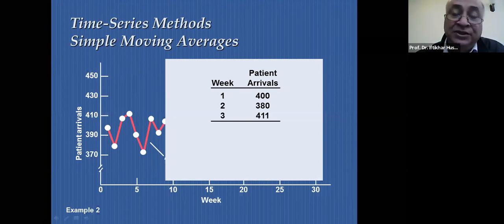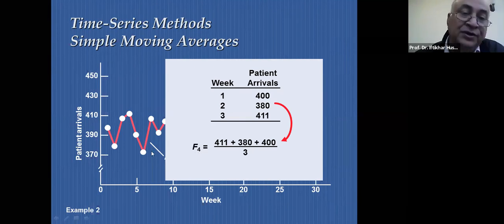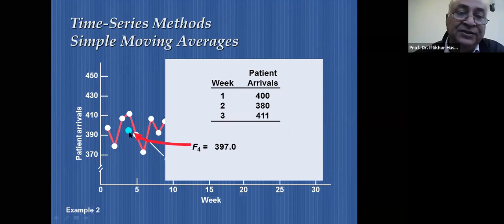And it is a 3 weeks moving average. So we sum them up and then divide by 3 because it's 3 weeks. So this will be our forecast for week 4. So our forecast is 397. This is 390, and then you can check where the 397 lies. So this point is the forecast.